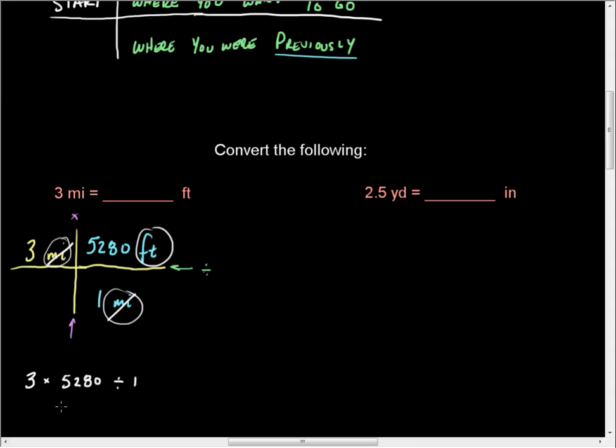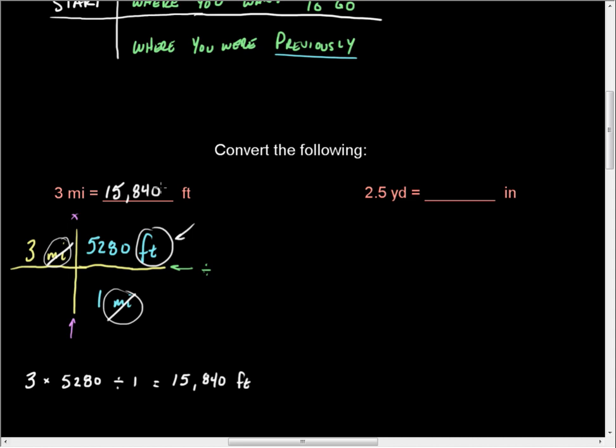And if I grab my handy dandy calculator here, then we can make some pretty quick work of this. And so if I'm going to estimate, by the way, I'm going to estimate this at 3 times 5,000, which is 15,000. So I take 3 times 5280, multiply that out, I get 15,840. 15,840 feet. That feet comes from here. Okay. And so 3 miles is 15,840 feet. Not so bad.